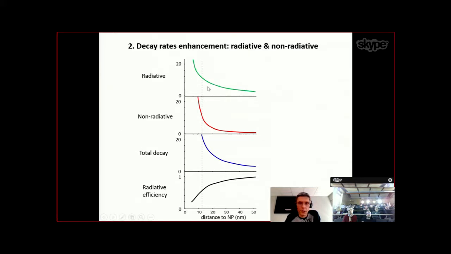So you have an increase in the radiative rate. All right, and this typically scales as the distance to a power 3. So the closer you go, the higher you go. But at some point, you have also non-radiative increase.